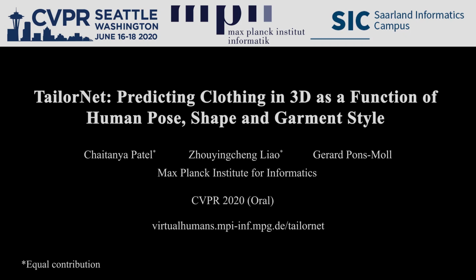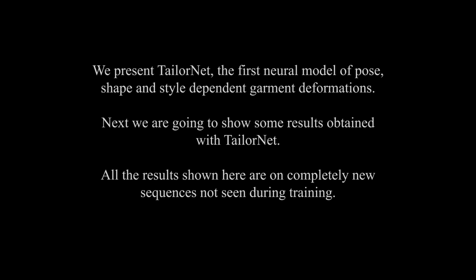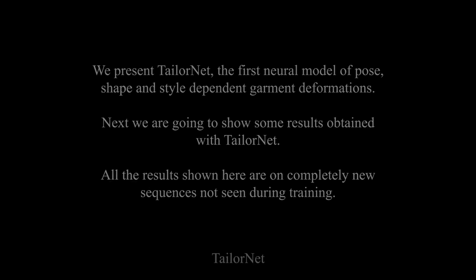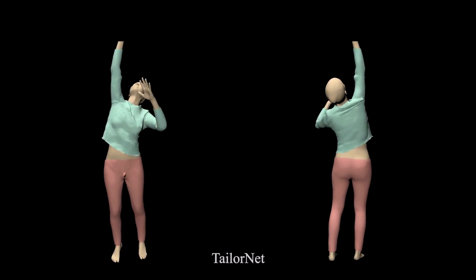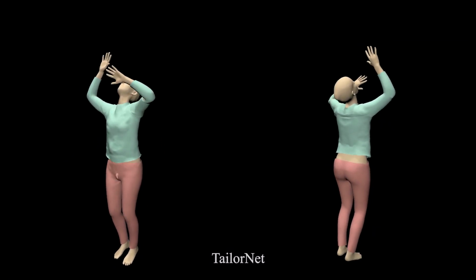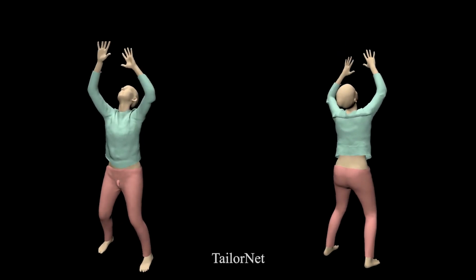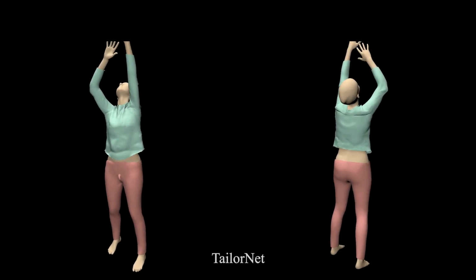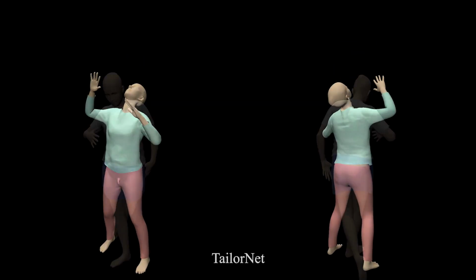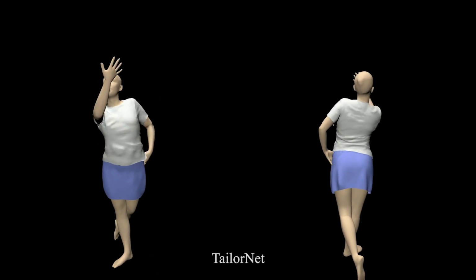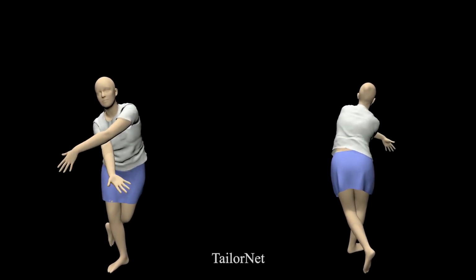In this paper, we present TailorNet, the first 3D garment model as a function of body pose, shape, and garment style. TailorNet predicts realistic garment deformations on motion sequences completely unseen during training time. We show generality of TailorNet on multiple garments, namely t-shirt, shirt, pants, and skirt.